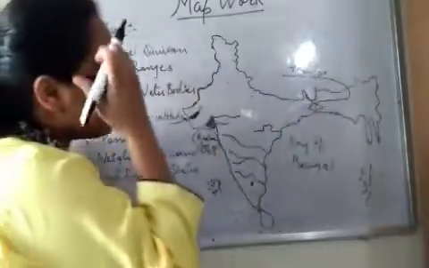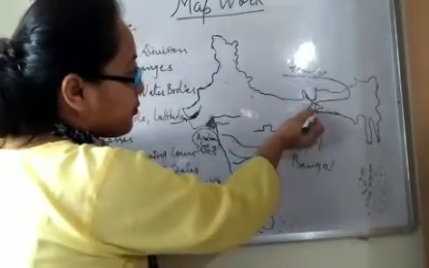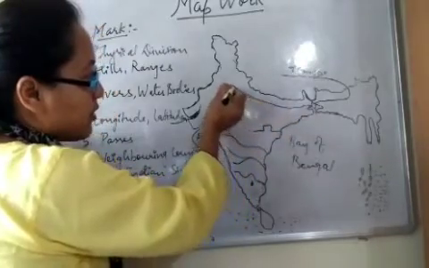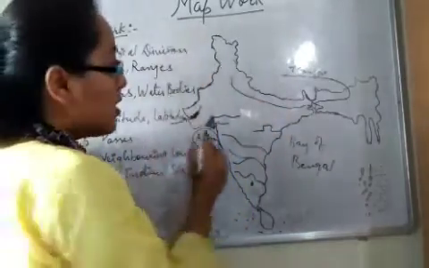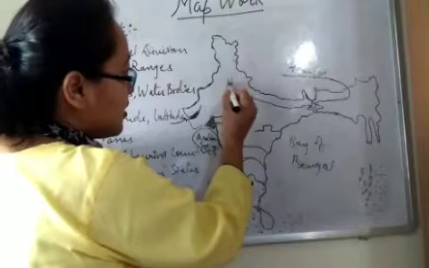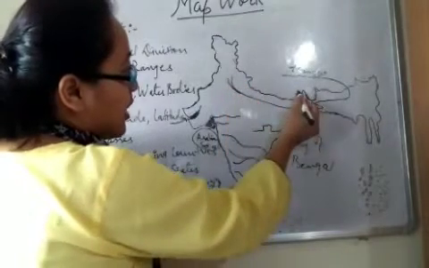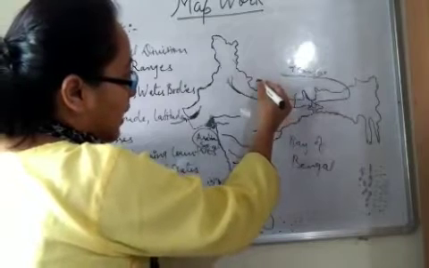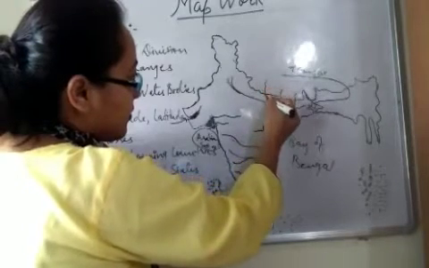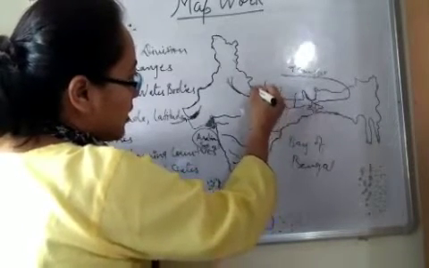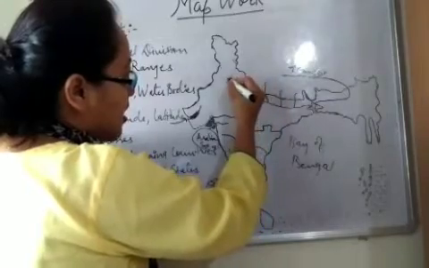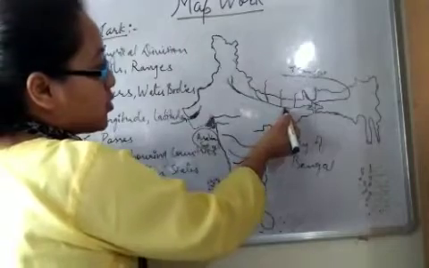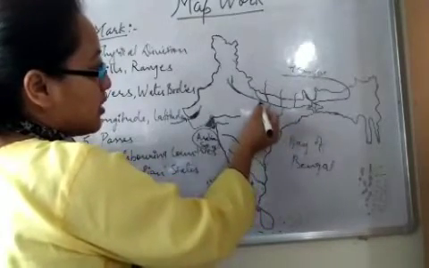Now next we have Ganga river. So Ganga, the course of the river is like this, Ganga, and the last one is Yamuna. Here we have Kosi, Gandak, Ghagra, then we have Gomti, then Ganga, then Yamuna, right? Now here we have Son, Betwa, Chambal.